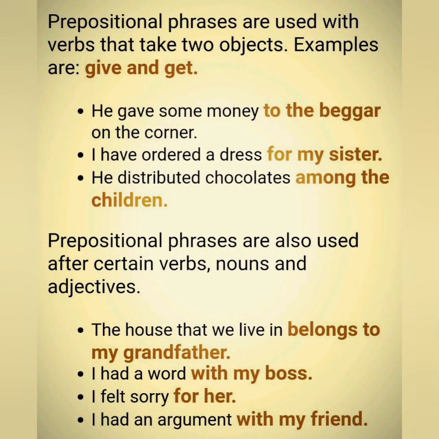Prepositional phrases are used with verbs that take two objects. Example, give and get, like that. He gave some money to the beggar on the corner. I have ordered a dress for my sister. He distributed chocolates among the children.